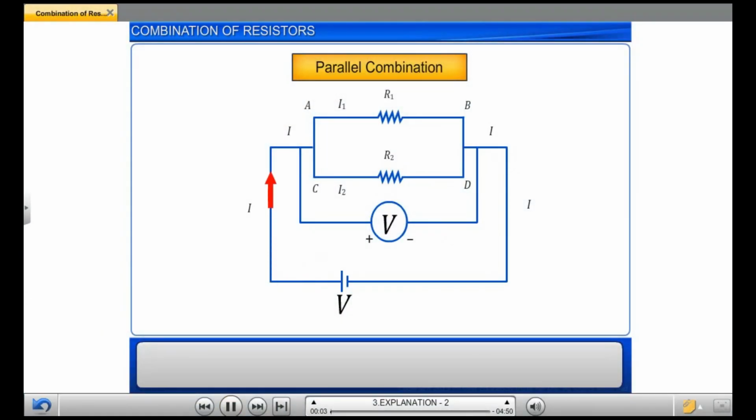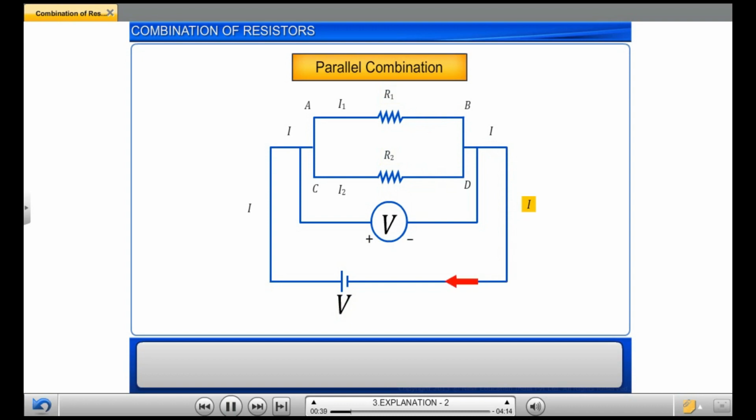Now let us consider a parallel combination of resistors AB and CD with resistances R1 and R2 connected as shown to a battery of potential difference V. The equivalent resistance Req of this parallel combination is obtained as follows. The charge that flows from the source, that is the battery, splits and flows out partly through R1 and partly through R2.